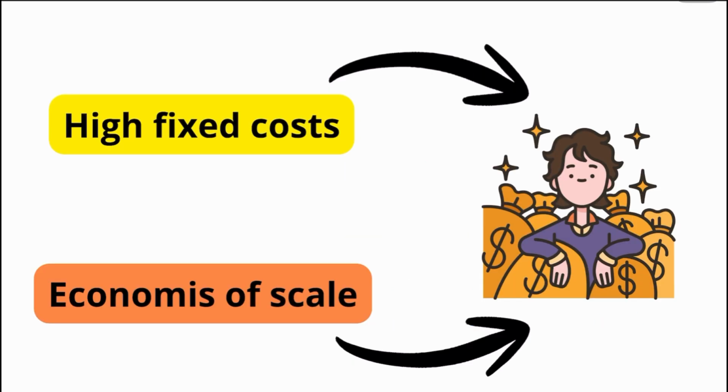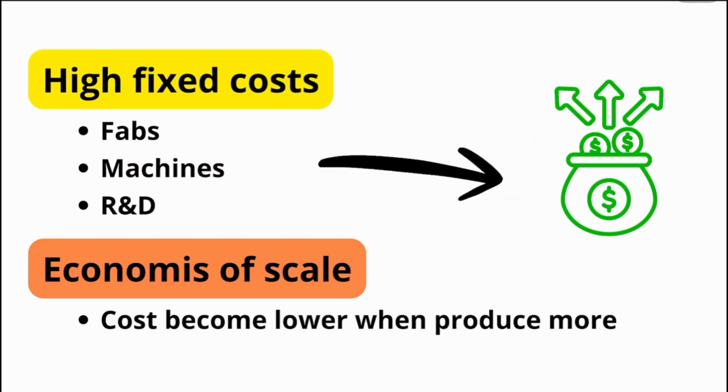Now that we've discussed these high fixed costs, let's consider how high fixed costs and economies of scale reinforce TSMC's natural monopoly characteristics. TSMC's fixed costs, fabs, extreme ultraviolet machines, and R&D can cost tens of billions of dollars. This makes market entry extremely expensive.